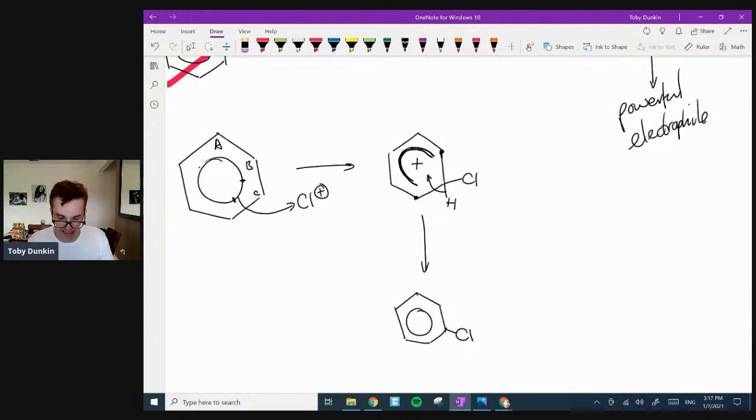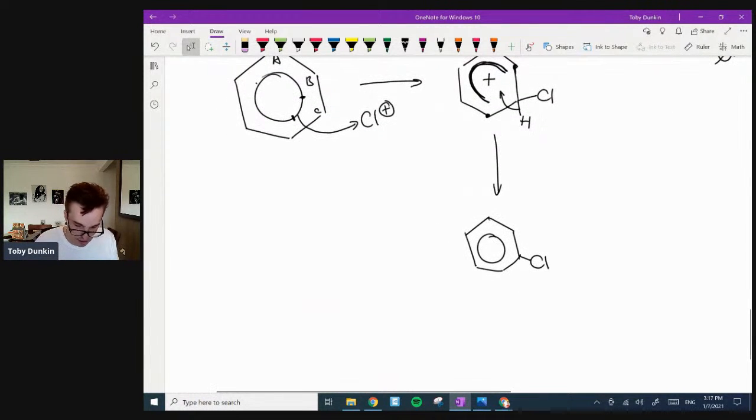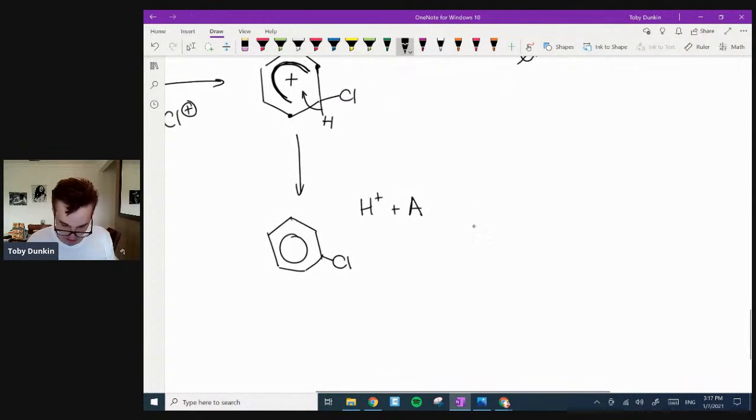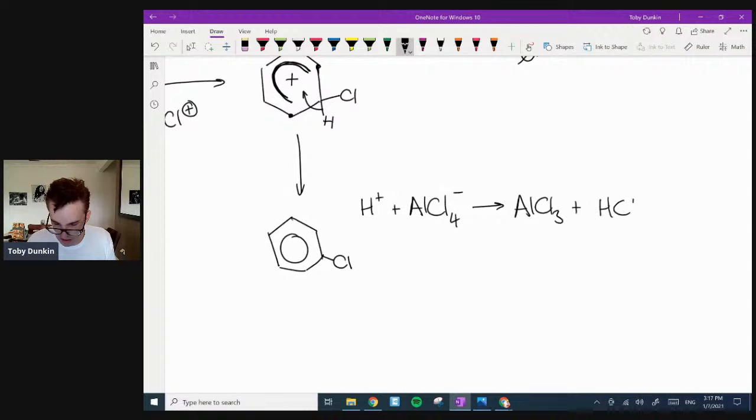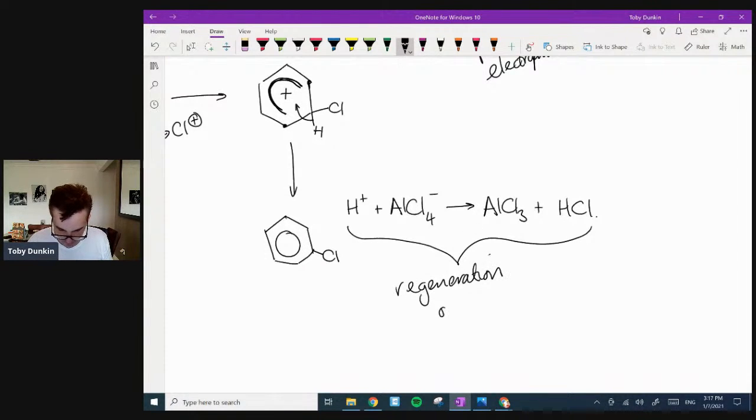However, the catalyst is a catalyst, which means it's regenerated. So the regeneration of the catalyst is that the H+ that's produced will react with the AlCl4 minus, turning back into AlCl3 and hydrogen chloride. And we're done. Regeneration of the catalyst.